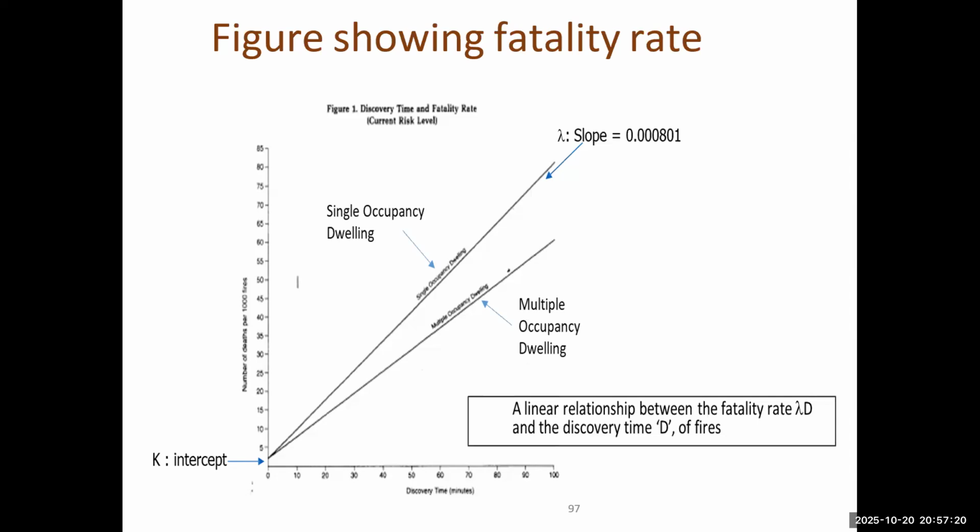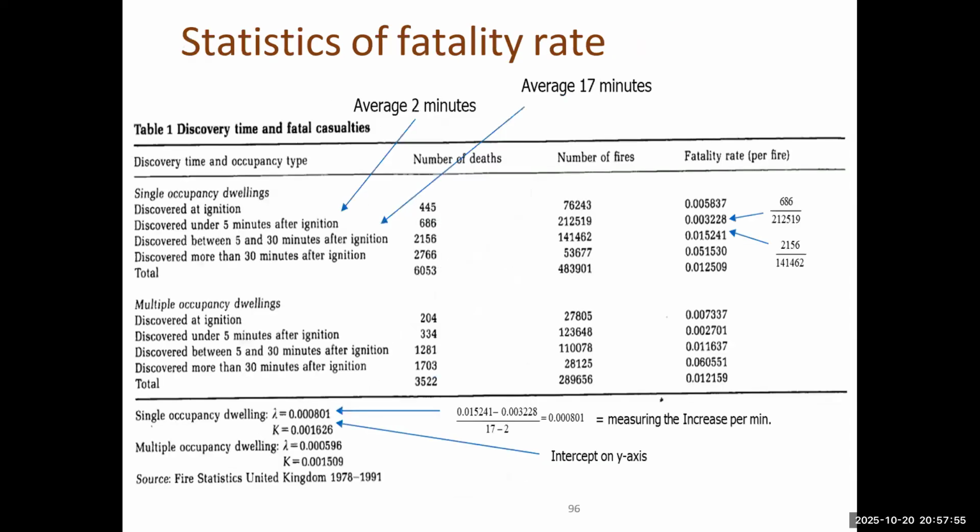We can model this relationship mathematically, and this figure shows a linear relation between the fatality rate and the discovery time D. Here we use capital D to represent our discovery time. So the slope of this line, lambda, will quantify what? It will quantify the increase in fatality risk per minute of delay. So for a single occupancy dwelling, lambda can be calculated as 0.00008. So how can we get this number?